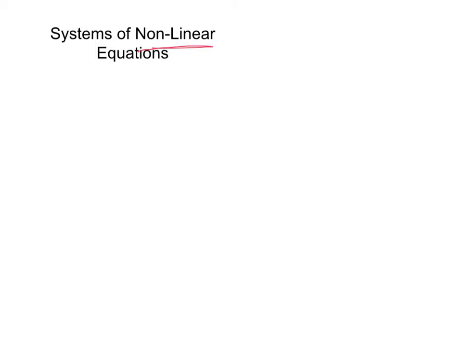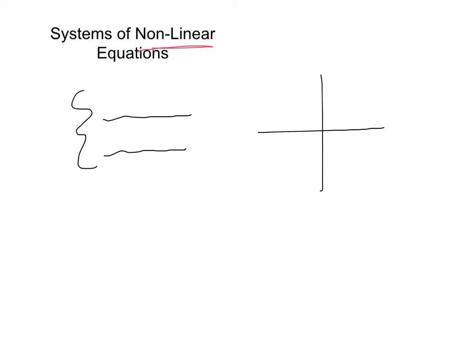Just a reminder, a system is when we have more than one equation. In this case, we're going to be looking at two equations. And when we solve systems, what we're looking for is the intersection. So we used to look for the intersection of two lines, and then we would say, yay, we found the solution to that system. Now what we're going to do is look at the intersection of things that are not lines.